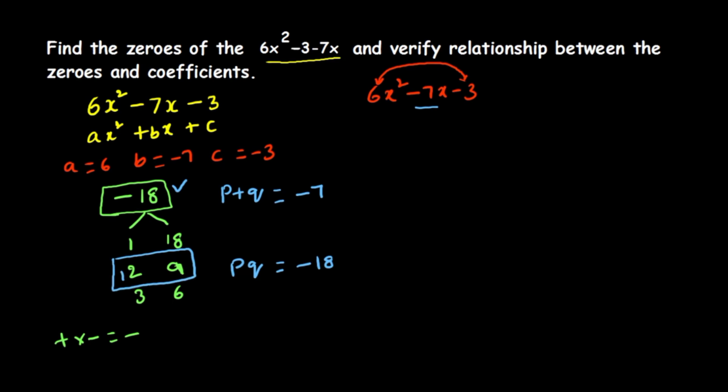So plus 2, minus 9. If you multiply 2 and minus 9, you get minus 18. Similarly, 2 plus minus 9 gives minus 7. So 2 and minus 9 are the required factors for this. Now I am going to split the middle term, minus 7x.